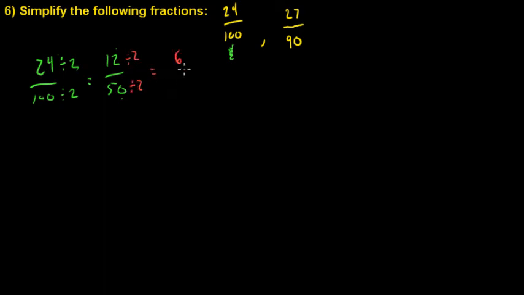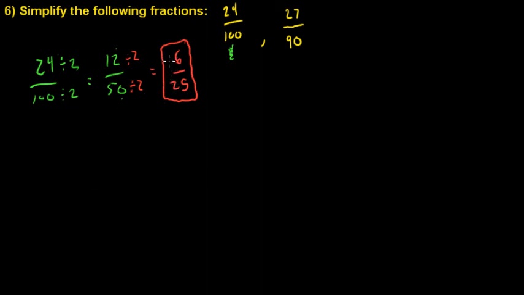And so I get 6 over 25. And 6 and 25 do not have any common factors. So now this fraction is in the lowest terms. We always get the fraction in the lowest terms. That means that there are no more common factors that we can factor out.